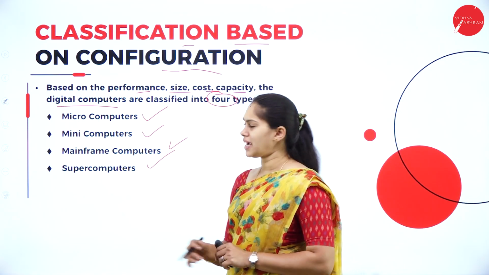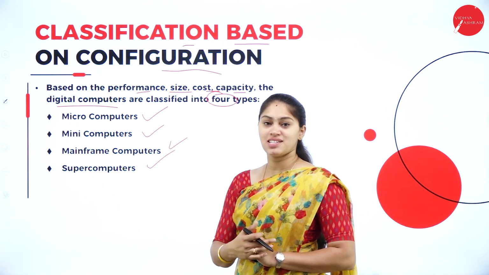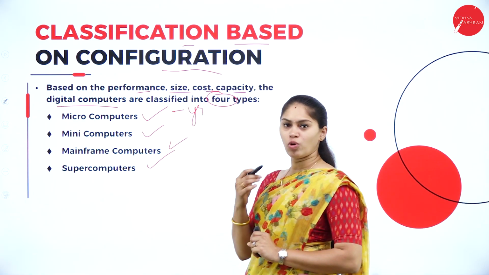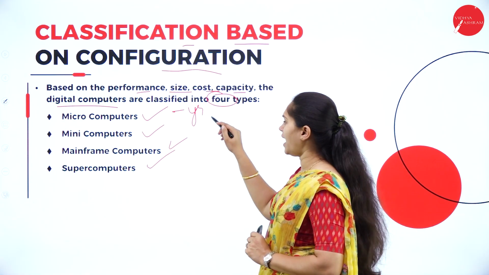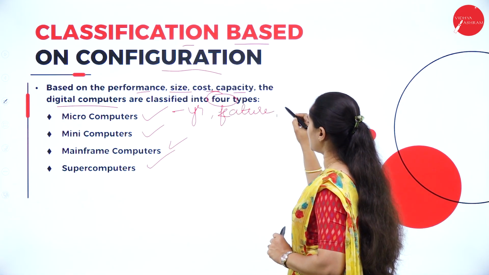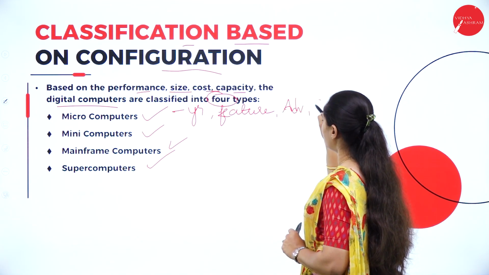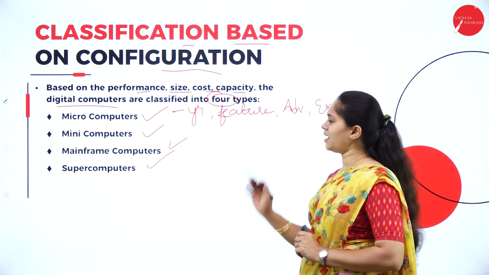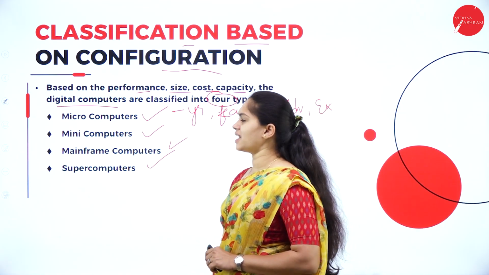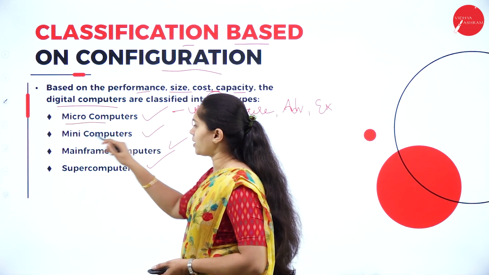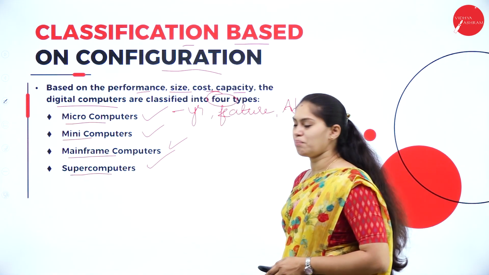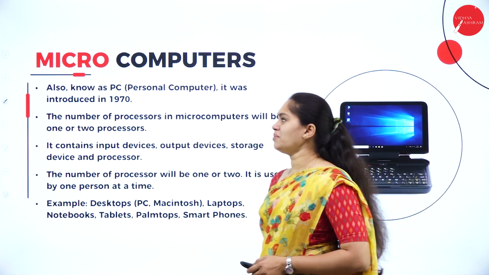Then how to understand all these types? What are the features you need to concentrate on? First, you need to understand its year: in what year it evolved and what its features are. Along with that, you need to understand its advantages or usage with one or more examples. That is enough to understand all the types of digital computer. Say again: microcomputer, minicomputer, mainframe computer and supercomputer. We'll see each type one by one.